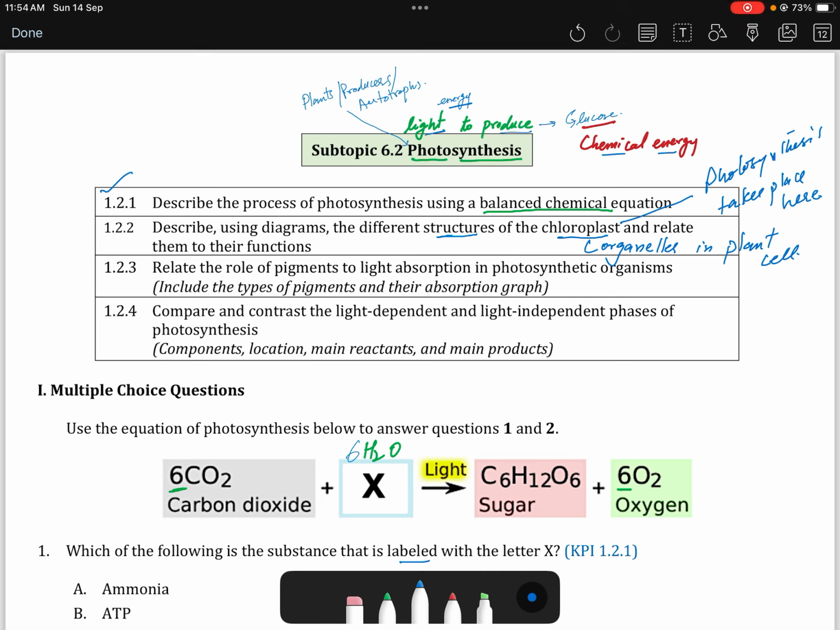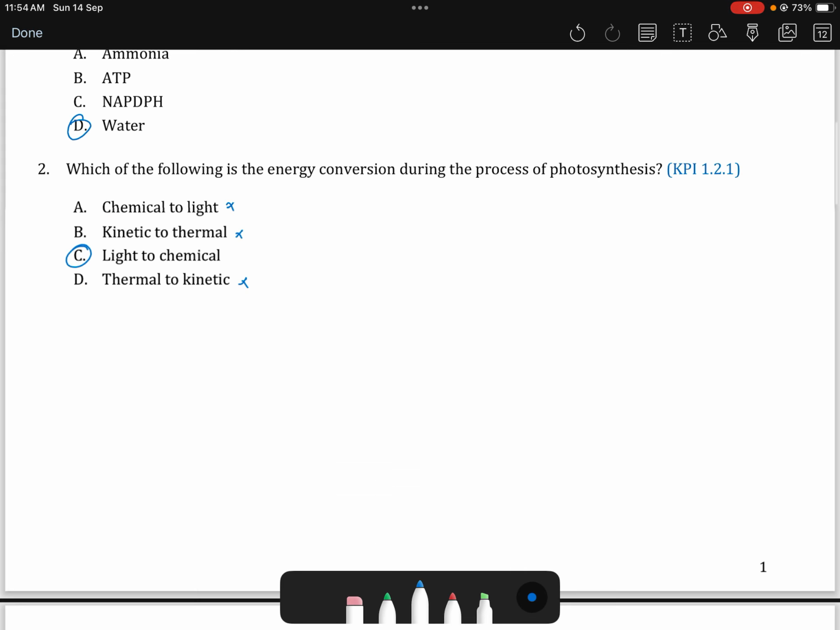That's the next KPI, the role of the pigments. We have the major pigment that we need to know, that is chlorophyll. Chlorophyll is the major pigment, and the role of the chlorophyll is to absorb light. This is the major role of the chlorophyll. And with the last one, we will compare the two phases of photosynthesis, light dependent and light independent. We will only focus on these 4 points: components, location, reactant, and main products. These are the 4 major things we will be focusing on.